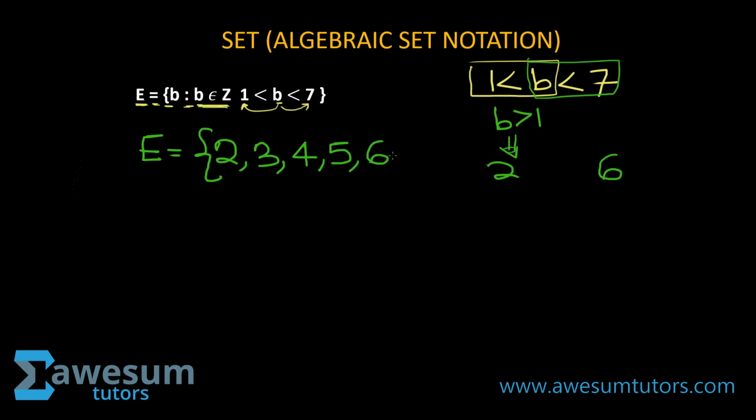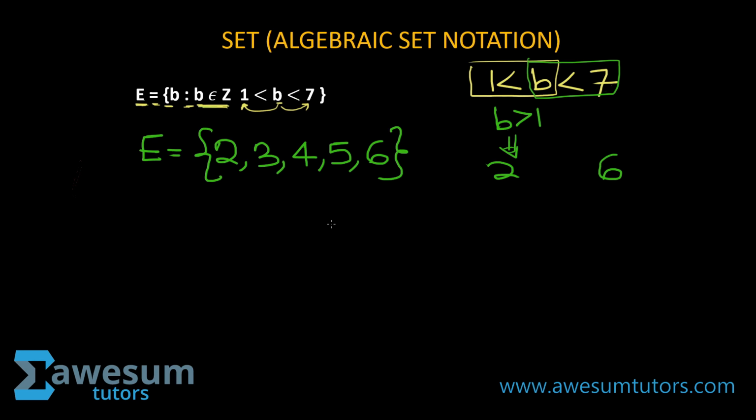6. Am I going to include 7? This says B is less than 7. There is no sign of equal to, right? That means 7 is not going to be included. So that means the last element is going to be 6. And then I'll close my bracket. Okay? I hope you guys understand this fundamental concept.